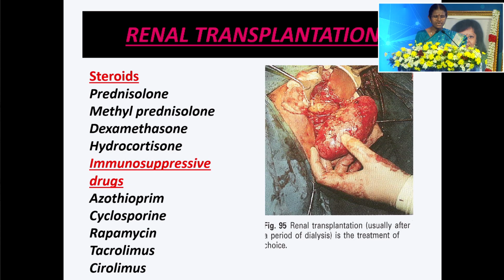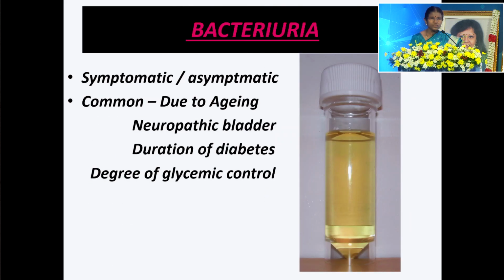During renal transplant or other transplantation, islet transplant, we do give steroids like prednisolone, methylprednisolone, dexamethasone, hydrocortisone, or immunosuppressive agents like azathioprine, cyclosporin, rapamycin, tacrolimus, and sirolimus. All these increase insulin resistance and interfere with glucose control, further aggravating it.